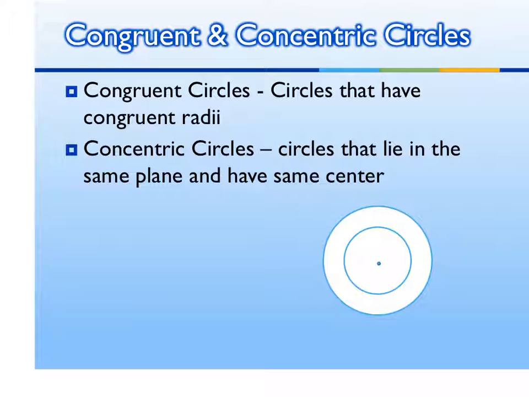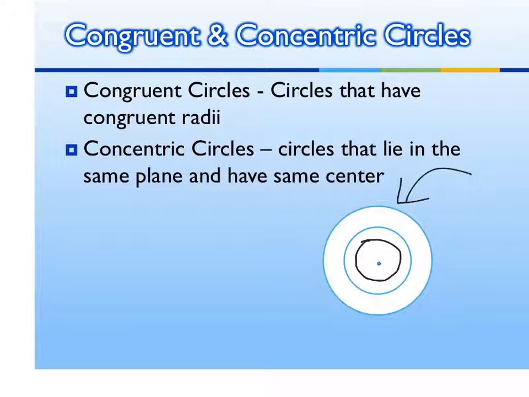Can anybody think of a real life example of a concentric circle? A target. Good, a bullseye. So a bullseye or a target would be your real life example of concentric circles. And you could have more than one. Just know that they're going to have the same center, and each one will have a different radius length.